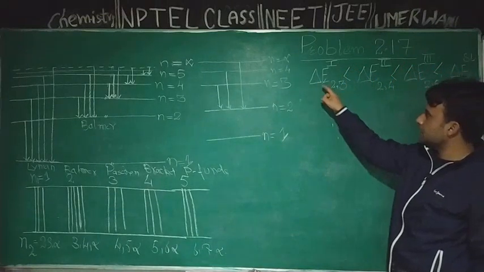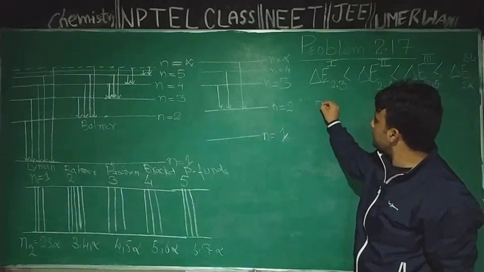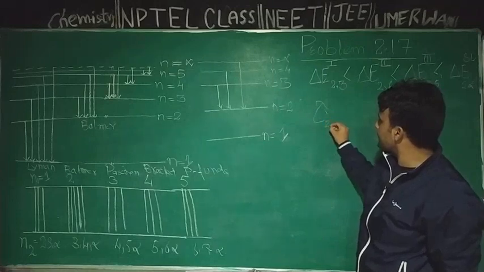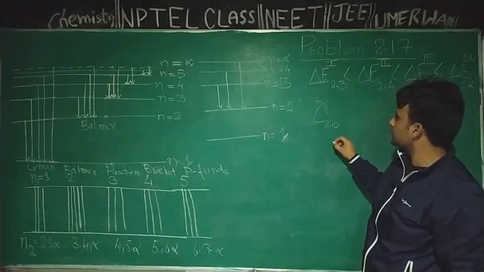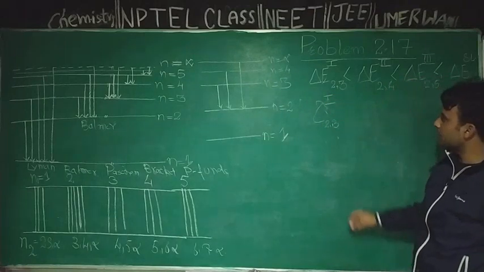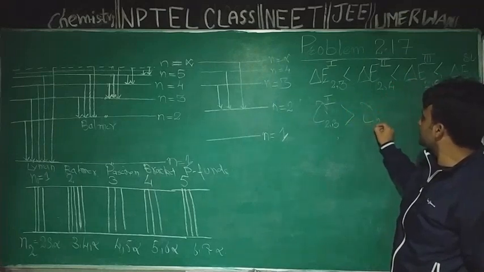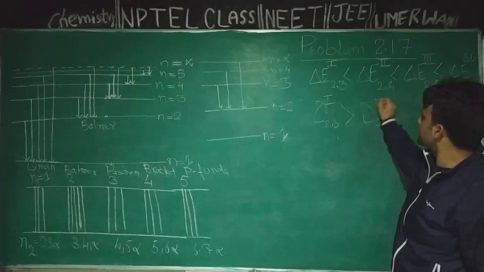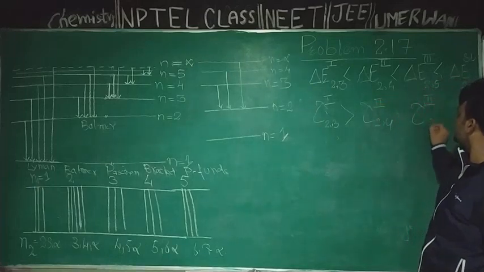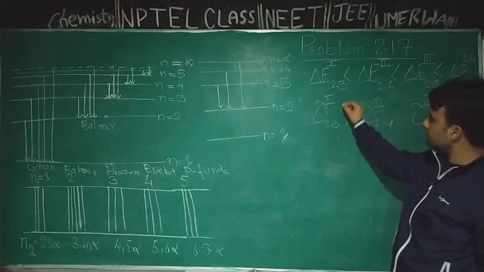Now we know energy is inversely related to wavelength. Here the wavelength will be longest for the electron transition from n equal to 3 to n equal to 2, which is the first line of the Balmer series. The wavelength will be largest, followed by 2-4, the second line in the series, followed by 2-5, the third line in the series. Likewise.